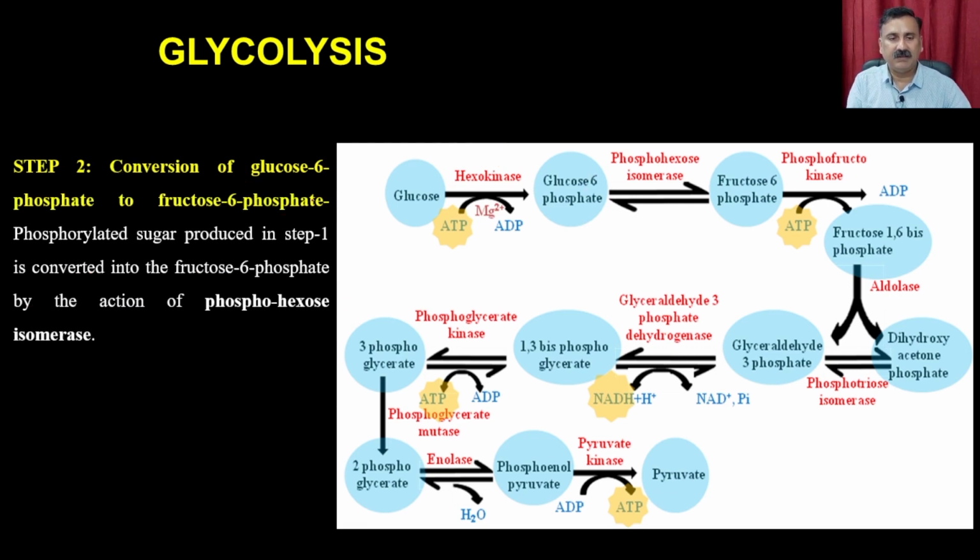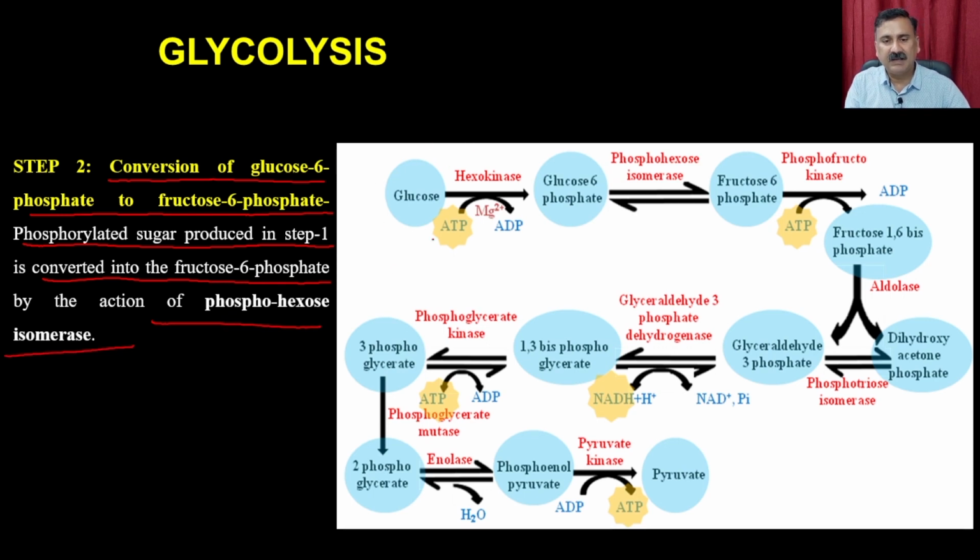Then the second step is the conversion of the glucose 6-phosphate to the fructose 6-phosphate. The phosphorylated sugar produced in step 1 is converted into fructose 6-phosphate by the action of phosphohexoisomerase. So you can imagine that in step 1, hexokinase can utilize different types of sugar. It can use fructose, mannose, or galactose.